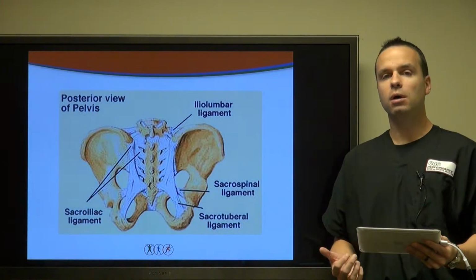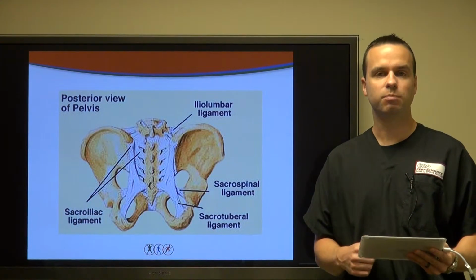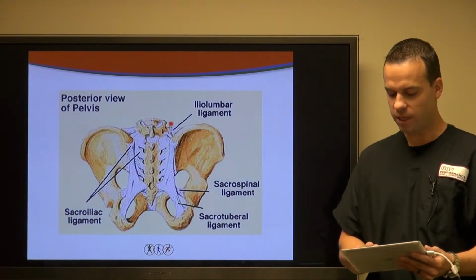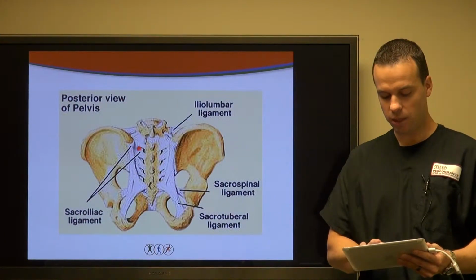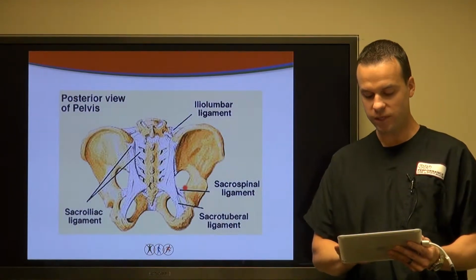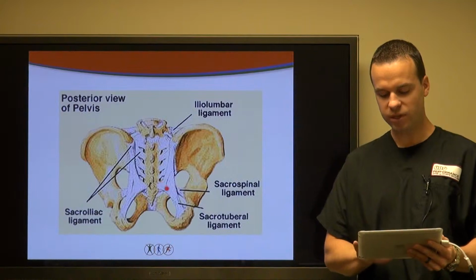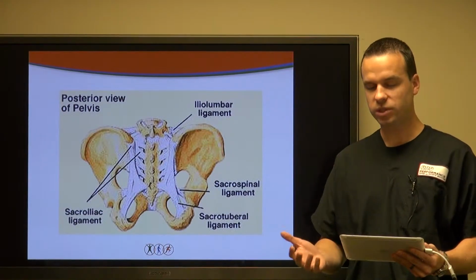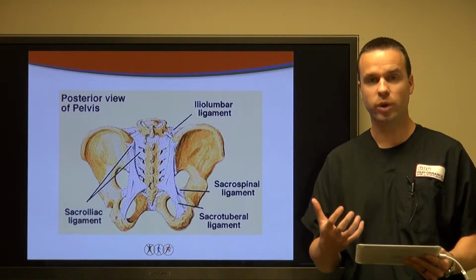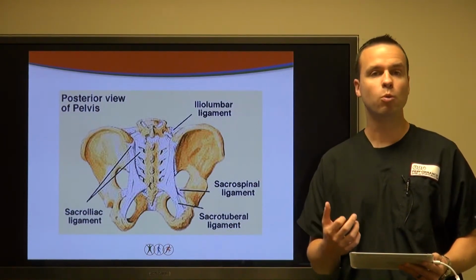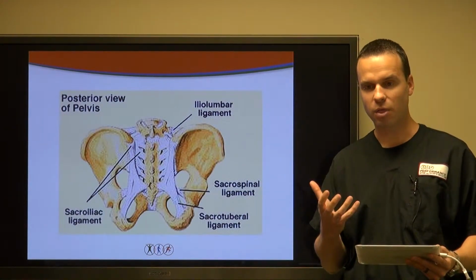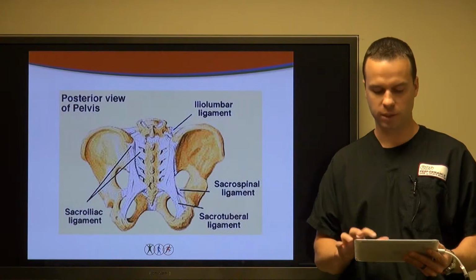This is a depiction of the vast ligamentous support to the sacroiliac joint. We've got the iliolumbar ligament, the posterior sacroiliac ligament, the sacrospinal ligament, and the sacrotuberous ligament. As you can see, there's a lot of support to the sacroiliac joint. It's a joint of stability. It's not a very mobile joint like your shoulder joint, but the sacroiliac joint has about 3 degrees of movement.